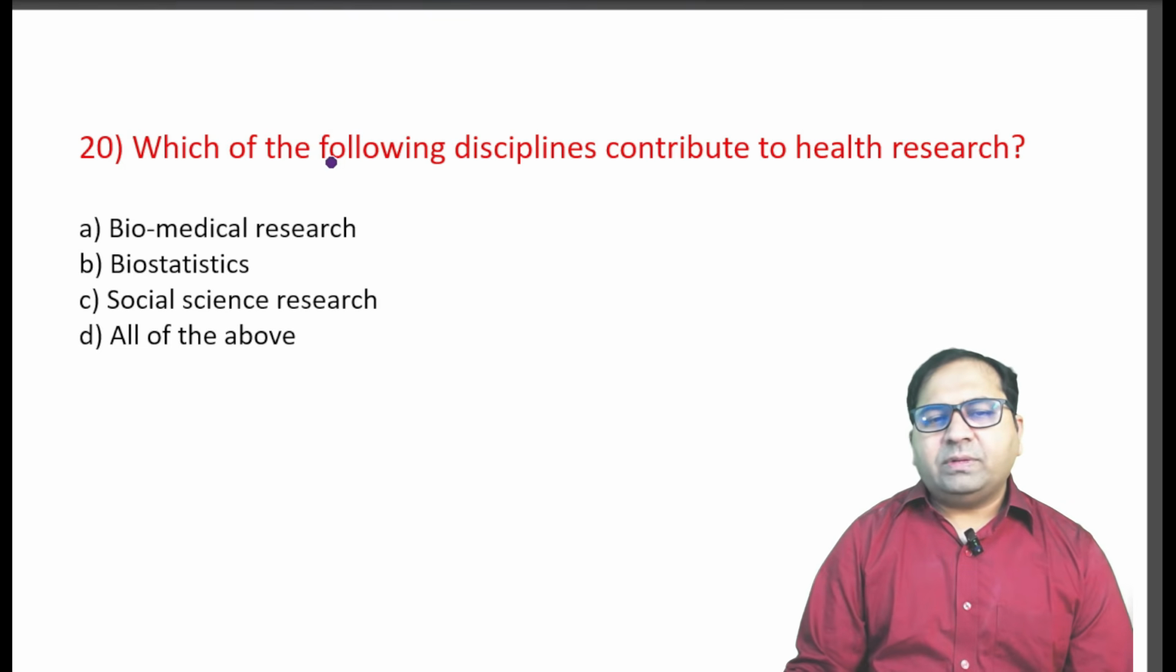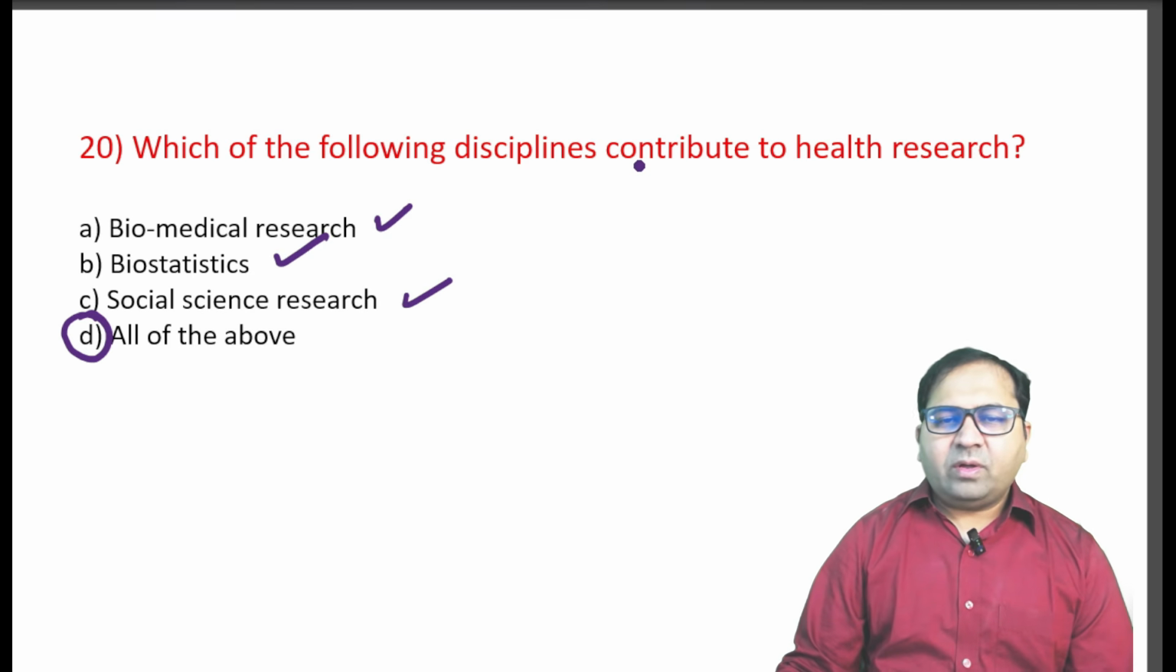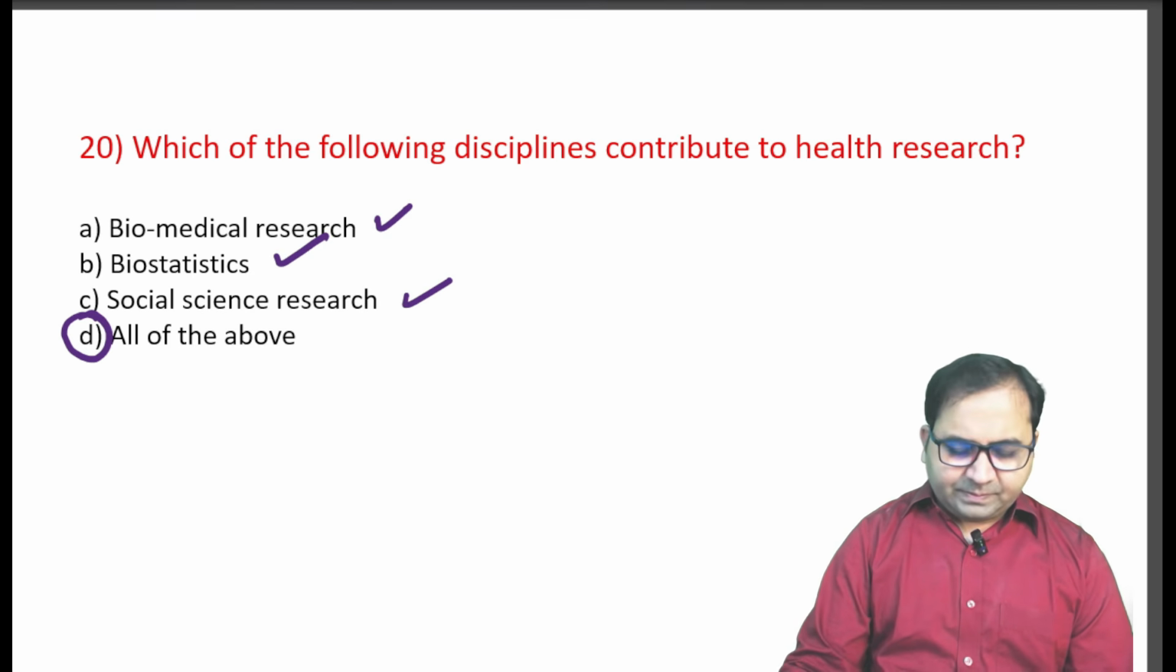Next question. Which of the following disciplines contribute to health research? The options are A. Biomedical research, B. Biostatistics, C. Social science research, or D. All of the above. The answer is D. All of the above. Okay, biomedical research, biostatistics, and social science research, all of them contribute to health research.